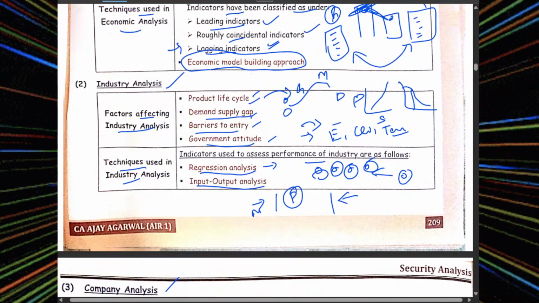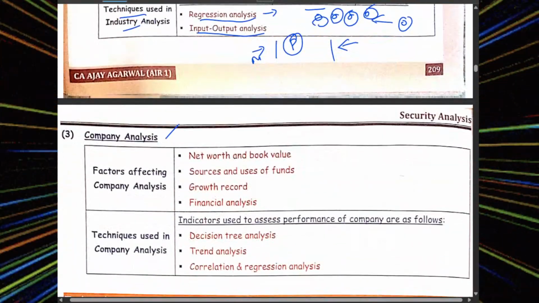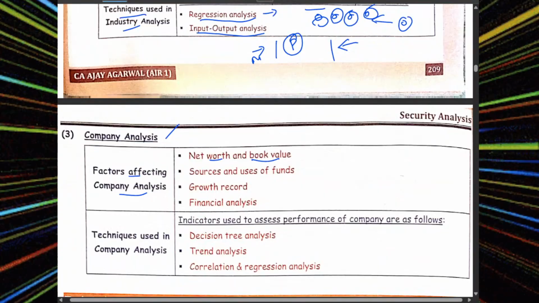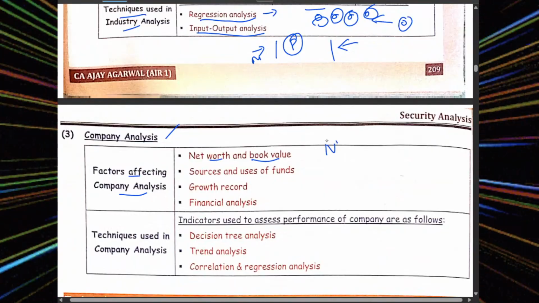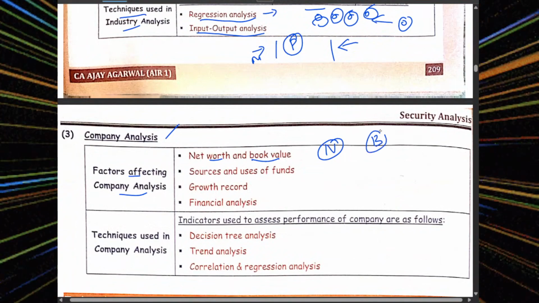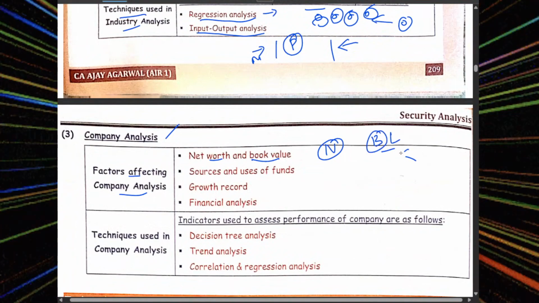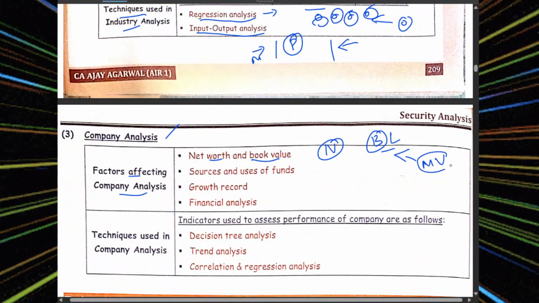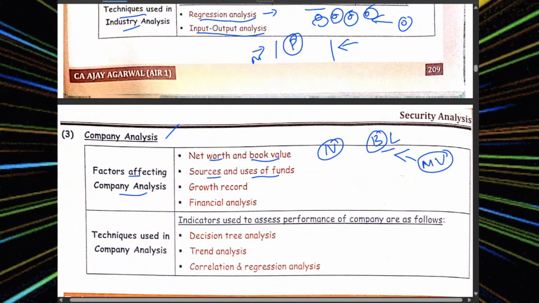This is industry analysis. Company analysis. What is company analysis? The factors affecting company analysis. Net worth, book value. So net worth you will see, and in book value you will see. What is the book value? As per the balance sheet, what is the value? At the same time, we will see what the market value is. That is also there.